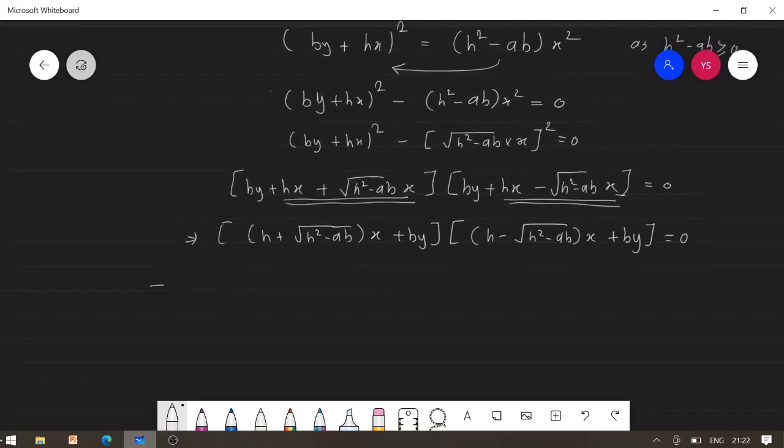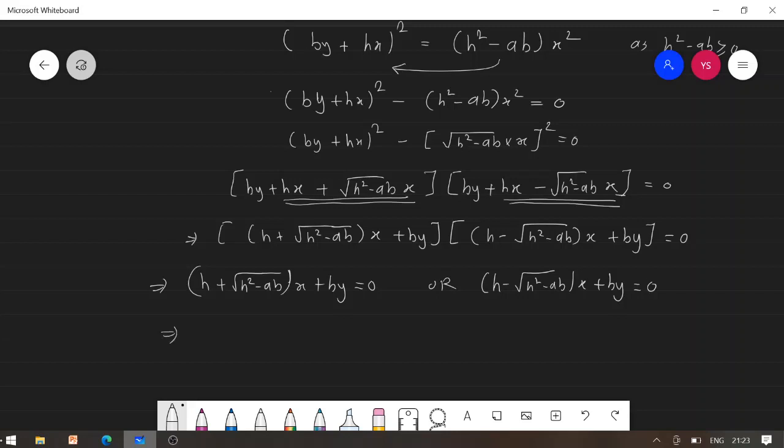So that implies either the first bracket, h plus root of h square minus of ab times x plus by equals to 0, or the second bracket equals to 0, meaning h minus root of h square minus of ab times x plus by equals to 0. So keep in mind, that implies pairs of straight lines.